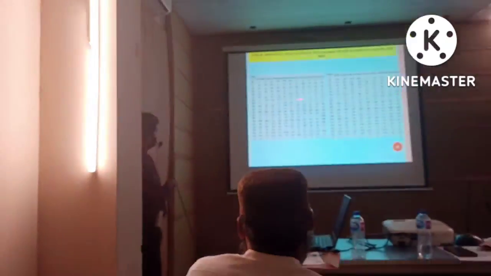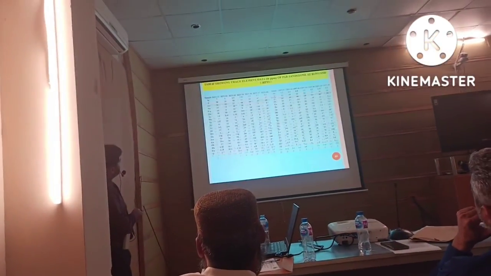Trace element data of Pab sandstone at Baranala section and DDS in tabular form. This is the table showing the trace element data of Bizen and Chipatnala section.